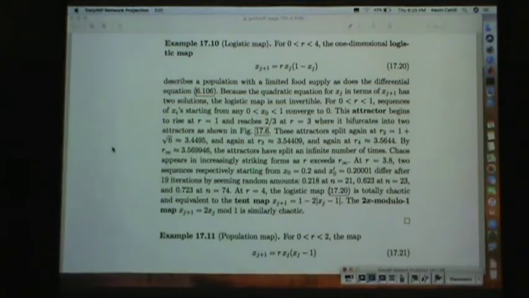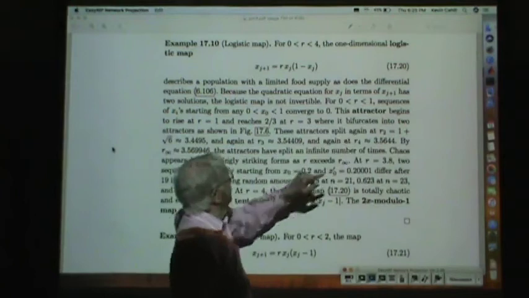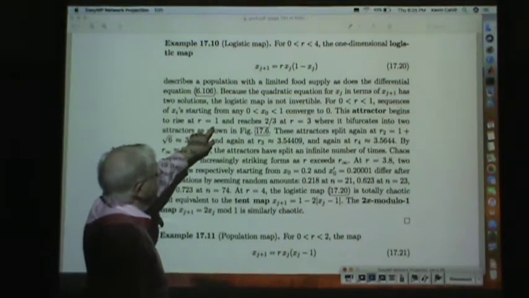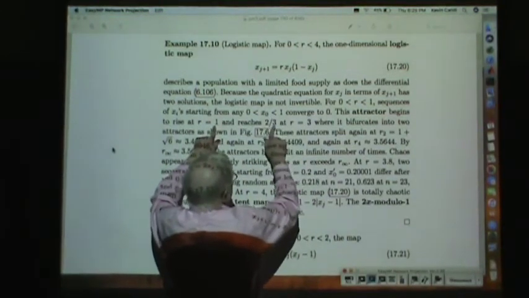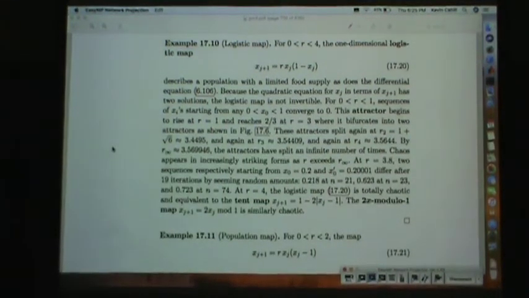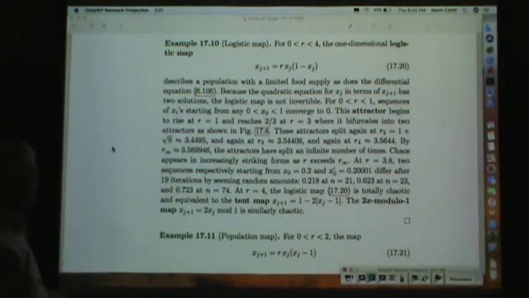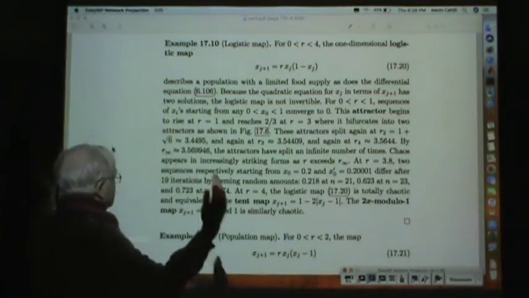And that's an attractor then. On the other hand, if you set r equal to 1, then the attractor is no longer 0, and it starts to get bigger, and it reaches 2/3 when r is 3. And then at 2/3, it splits into two attractors. And then at 1 plus root 6, it splits into 4 attractors. And at this number, it splits again. And at R4, it splits yet again.